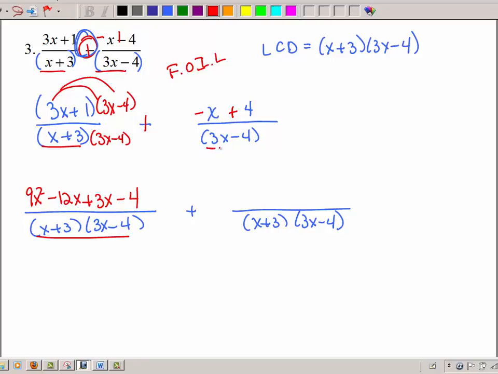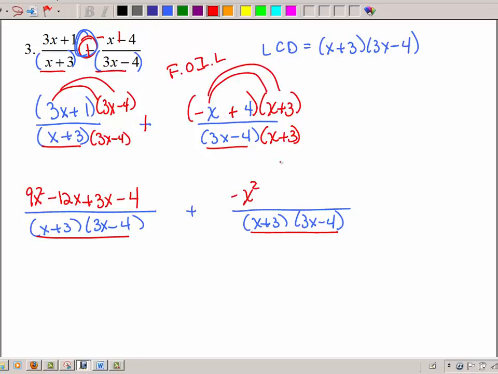The next fraction, compare the old with the new. What do I need to multiply by? x plus 3. So I need to put all of that in parentheses times x plus 3, and again do that first, outer, inner, last. Multiply, that's negative x squared, negative 3x, then plus 4x, and plus 12. So now since I have the same denominator, I can keep that denominator and collect like terms in the numerator.